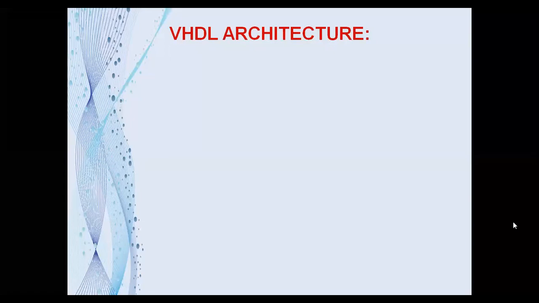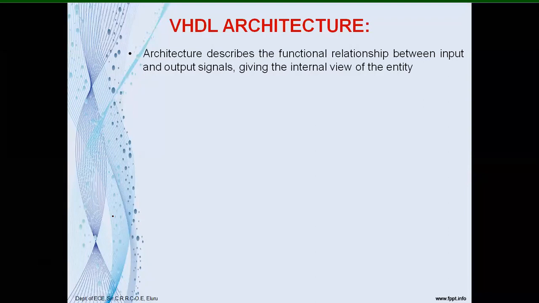So what is a VHDL entity? A VHDL entity describes the external interface. It describes the input and output ports of the VHDL model. And now we will see the VHDL architecture.